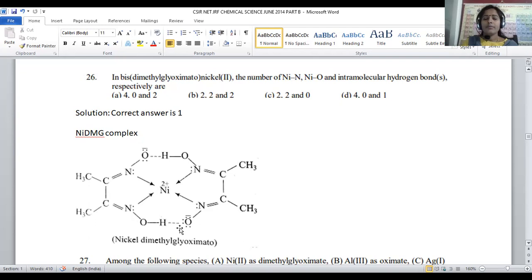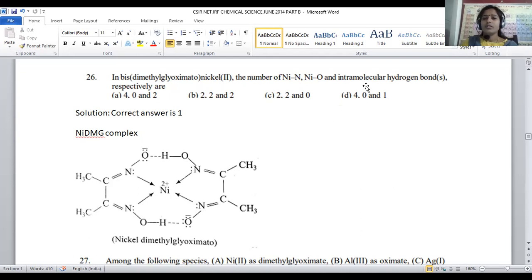And this nickel bis dimethyl glyoxime is bonded with 4 bonds. 4 coordinate covalent bonds are formed between nitrogen and nickel. So how many nickel nitrogen bonds are there? 1, 2, 3, 4. So nickel nitrogen bonds are 4. That is given in option number 1 and option number 4. And the second question they are asking about is nickel oxygen bonds. Oxygen is not forming any kind of coordinate covalent bond in this molecule. How many direct nickel oxygen bonds are there? 0. 0 is given in option number 1 and option number 4 again.